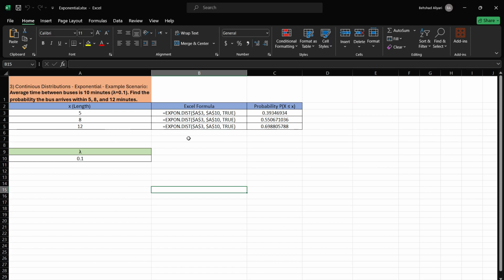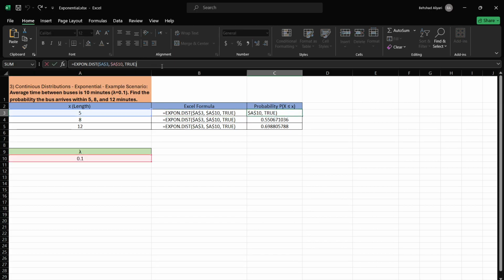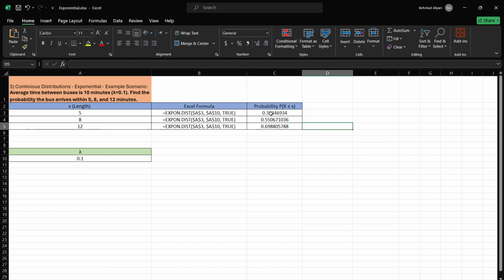So what I have done is that I created a cell called lambda, which equals 0.1. We also have these lengths, 5, 8, and 12. The Excel formula for exponential distributions is as follows. We need to get to this number. So we're going to put the first number, our x, then we're going to have 0.1, and the CDF is going to be true, so the answer would be this number. Now we can do this for all of the given x's and calculate their probabilities.